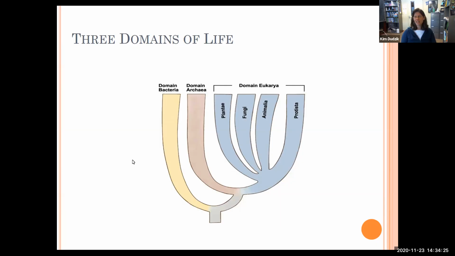In my education, we only had 5 kingdoms. Now we have 6 kingdoms. And I think even before that, my parents had 4 kingdoms. So things do change. Again, this is showing a phylogenetic tree.